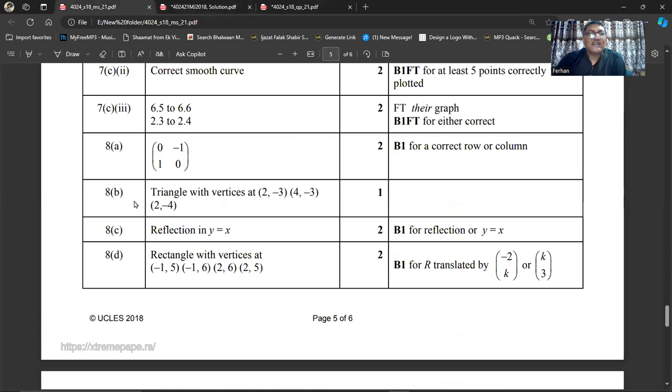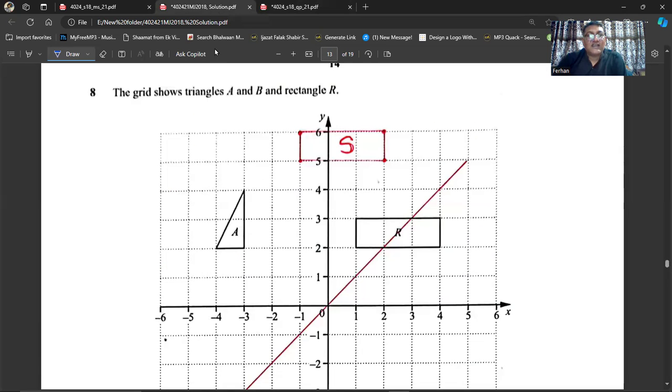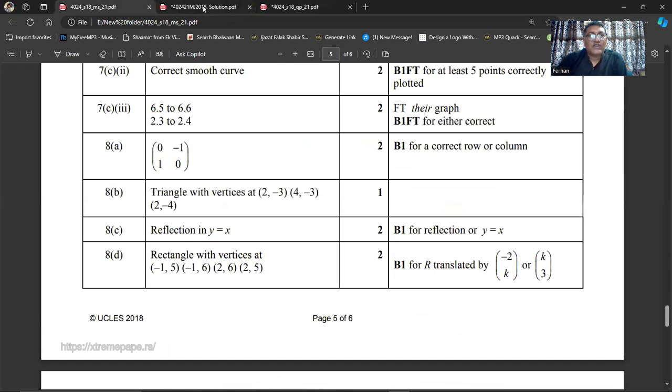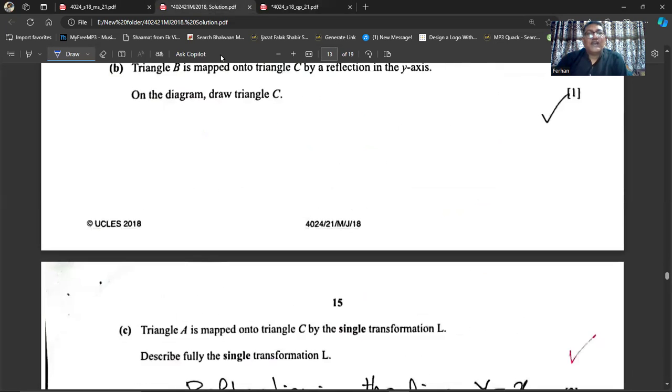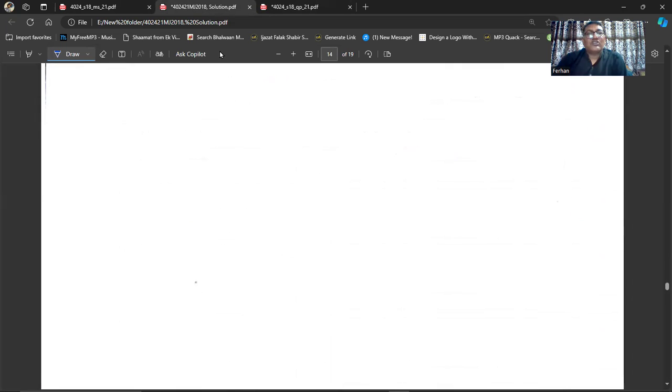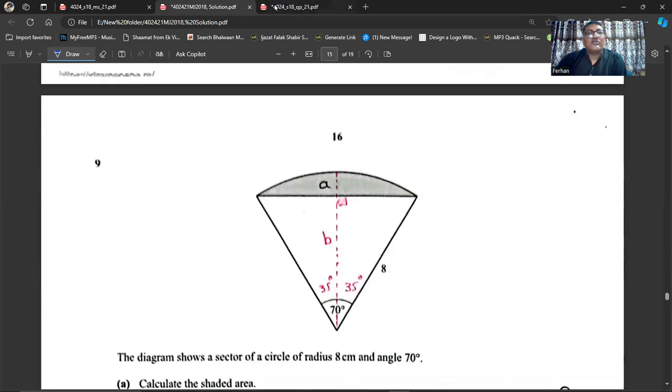So let's check. The rectangle has these vertices. Okay, so you can check these vertices are right. Again, you can check, you can make sure. Okay, so we are done with this. Question number 8 is done. Now we are going to the next question.